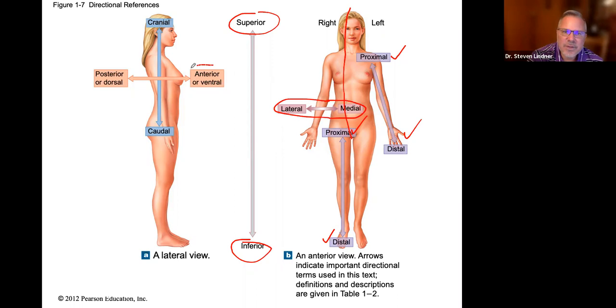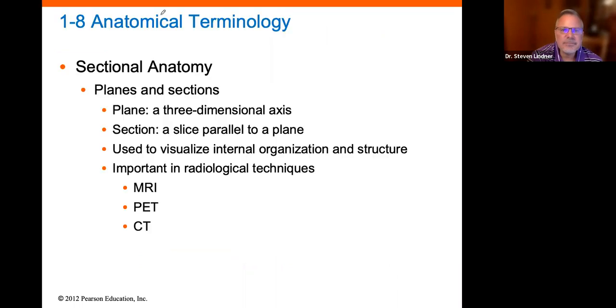When you're moving towards the front of the body, it's anterior or ventral. When you're moving to the back of the body, it's posterior and dorsal, in relationship to the core or the trunk. Moving to the tail is caudal, moving up to the head is cranial. Now, finishing up, we need to understand planes.